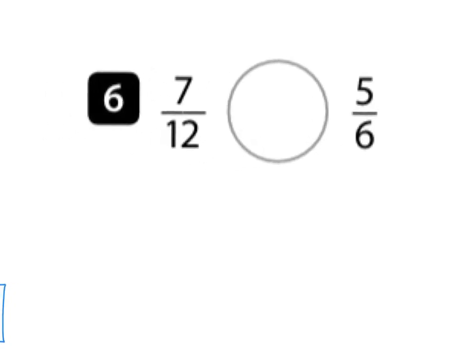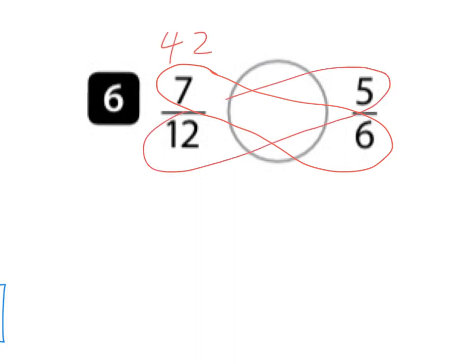Next one, you have 7/12, and you have 5/6. All right, on this one, I'm going to go ahead and use the butterfly. 7 times 6 gives me 42, and 5 times 12 gives me 60, and 42 is less than 60. So 7/12 is less than 5/6.